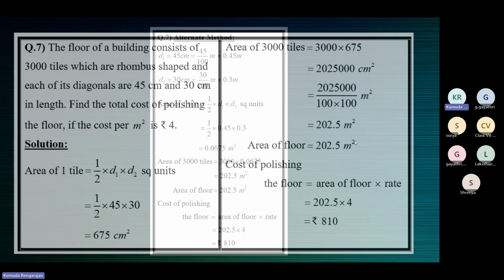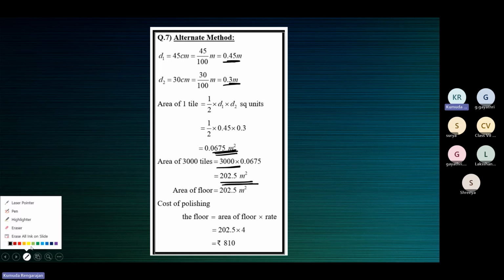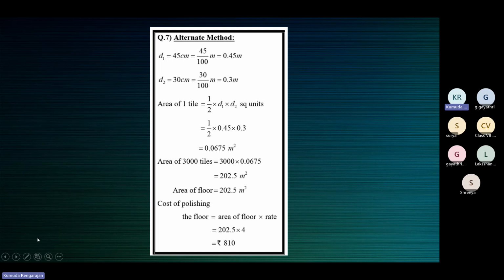Otherwise, you can convert the diagonal lengths directly to meter like this. So you will get the area of one tile in meter square. When you multiply by 3,000, you get the area of the floor also in meter square. Please work both, you will understand. You can work it anyway, but practice both the methods.